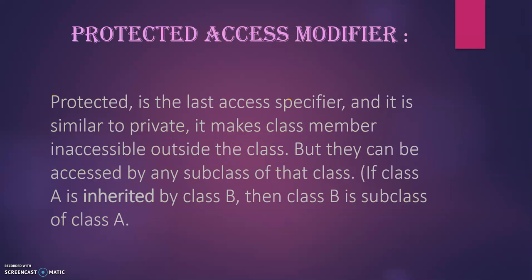Protected access modifier. Protected is the last access specifier and it is similar to private. It makes class members inaccessible outside the class, but they can be accessed by any subclass of that class. If class A is inherited by class B, then class B is a subclass of class A.